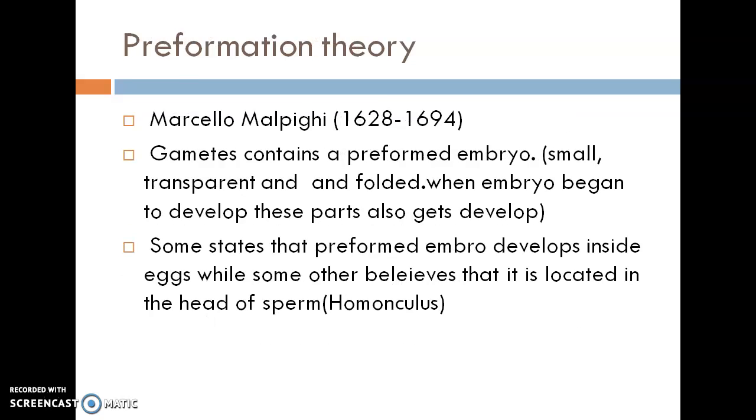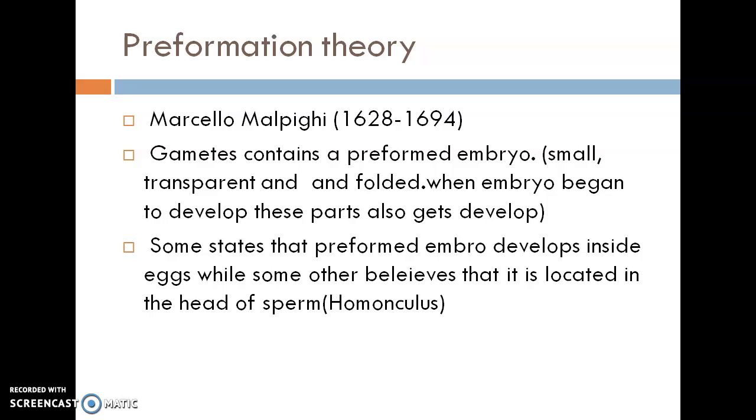Then a lot of theories have been put forward to explain the developmental processes taking place in animals. So let's move to the details of each theory. The first theory is called the preformation theory. This was put forward by Marcello Malpighi, who lived from 1628 to 1694, and he says that the gametes contain a preformed embryo.